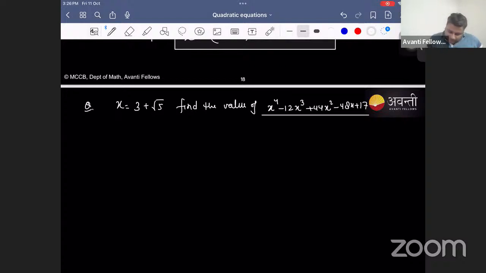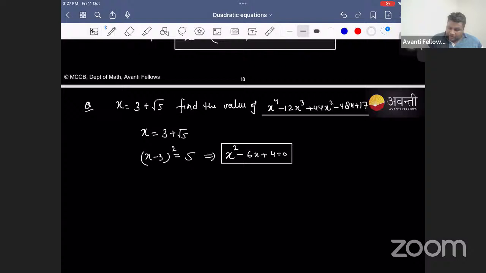See, x equals 3 plus root 5. So I can say (x minus 3) square equals 5. From this you make a quadratic: x square minus 6x plus 4 equals 0. Now I will keep on using this here and we'll keep on getting the value.